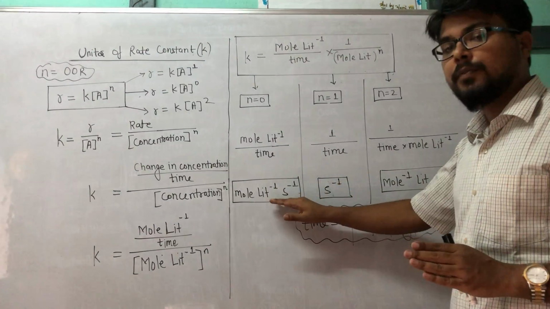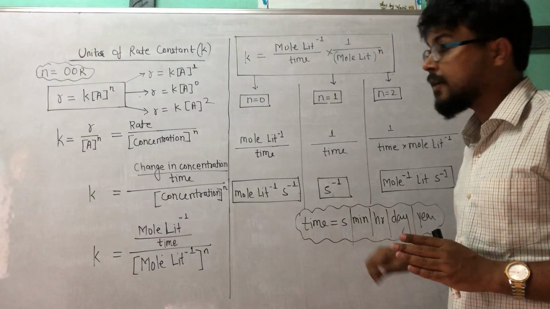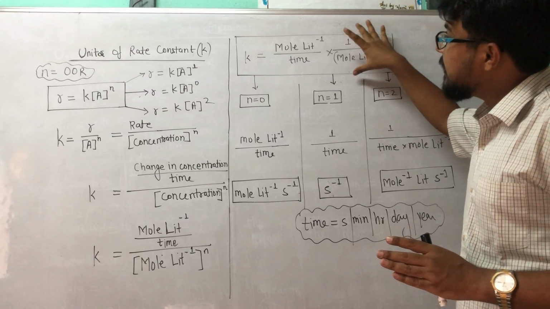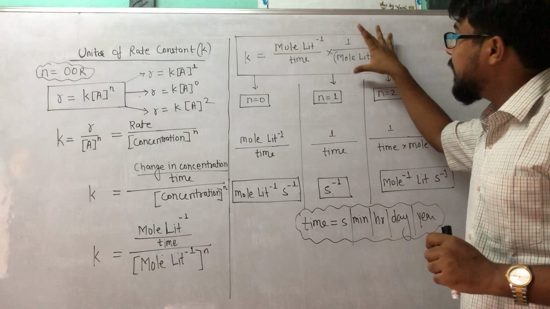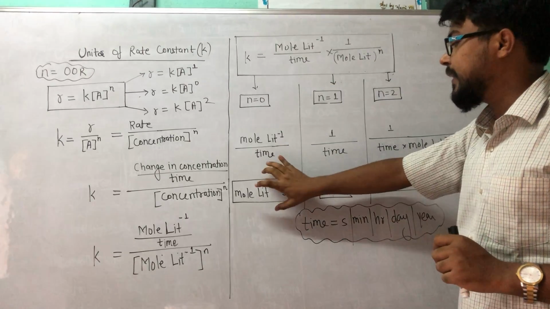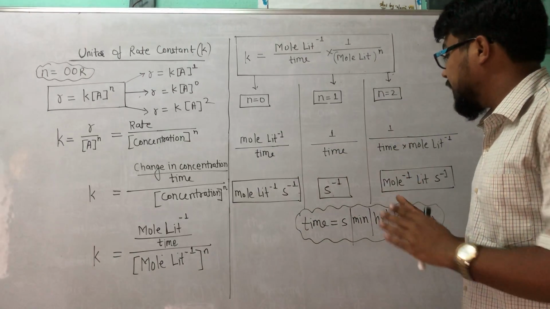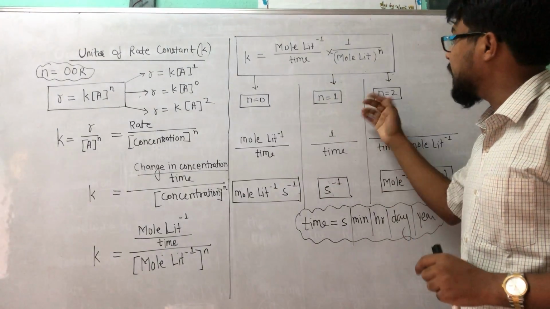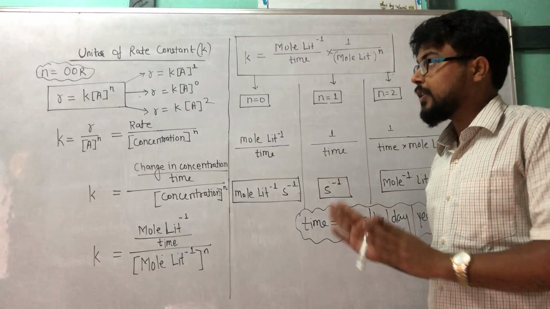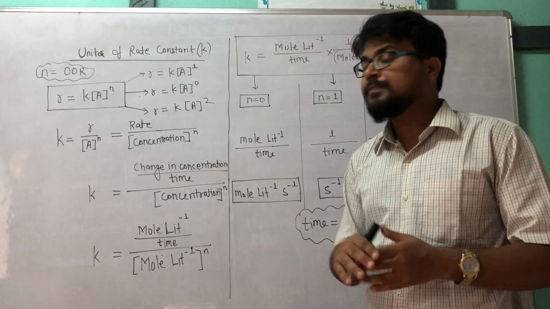Or if you don't want to remember these, you can treat this as the Guru mantra, the major formula, and with the help of this formula you can derive all units of rate constant for zero order, first order or second order. So that's it about rate constant.